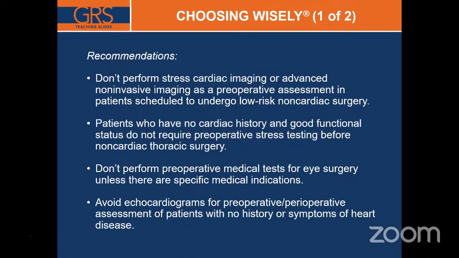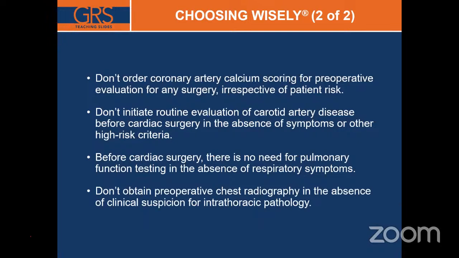So I'm almost done. The recommendations of the GRS are: don't perform stress cardiac imaging or advanced non-invasive imaging as perioperative assessment in patients scheduled to undergo low-risk non-cardiac surgery. Patients who have no cardiac history and good functional status don't require perioperative stress testing before non-cardiac thoracic surgery. Don't perform perioperative medical tests for eye surgery unless there are specific medical indications. Avoid echo for preoperative assessment of patients with no history or symptoms of heart disease. And also, we shouldn't order coronary artery calcium scoring for preoperative evaluation for any surgery, irrespective of patient risk.